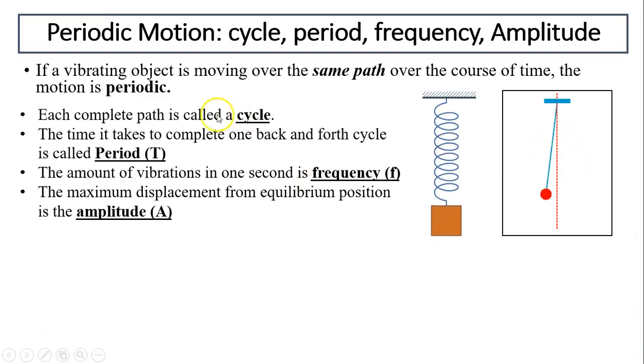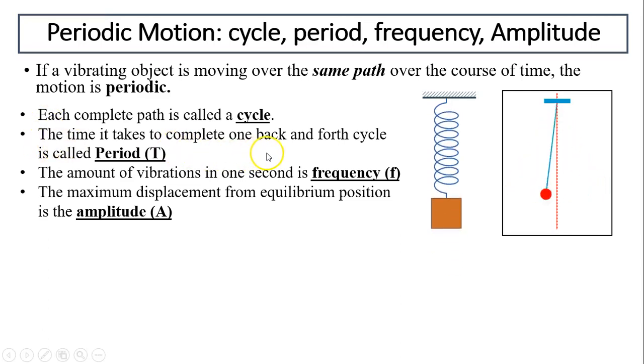Complete path means, let's talk about this pendulum. From here, coming back, that's one cycle. From here, coming back, that's another cycle. Or you can go from the middle. From the middle, it goes to the right, then left. That's 1, 2, 3 cycles. From here again, this is a pendulum going up and down and coming back. That's one cycle. You can go to the lowest point. When it comes back to the lowest point, that's one cycle.